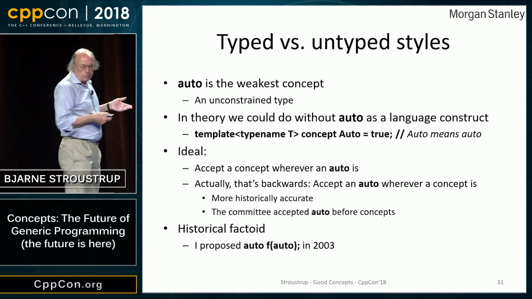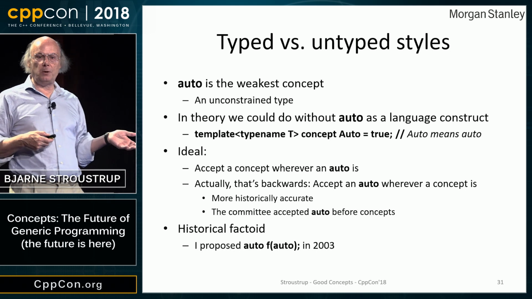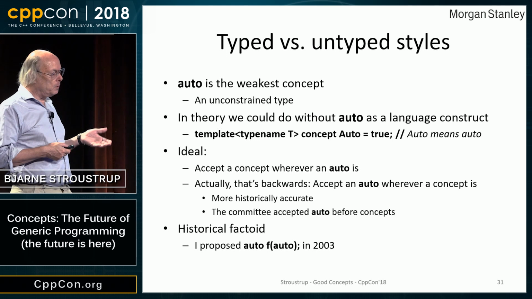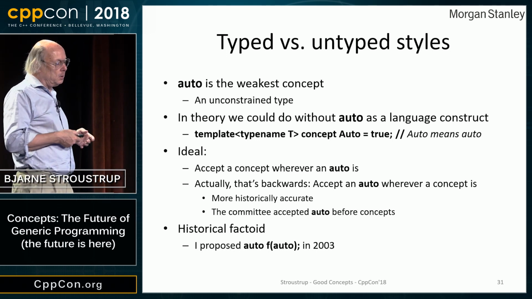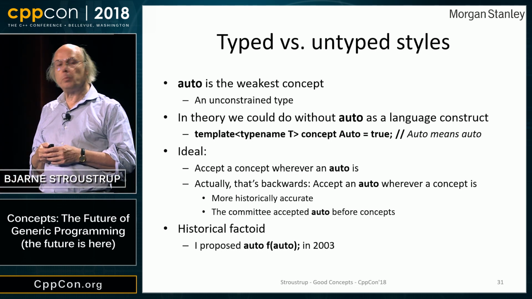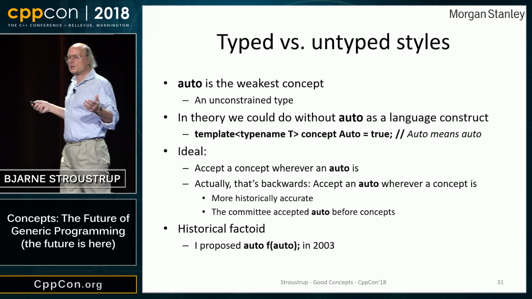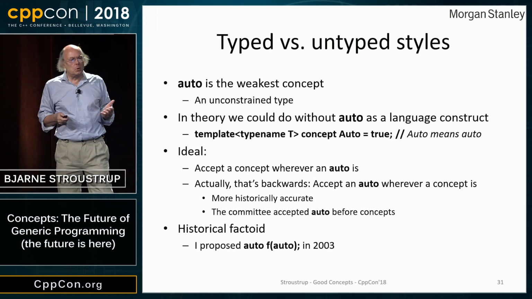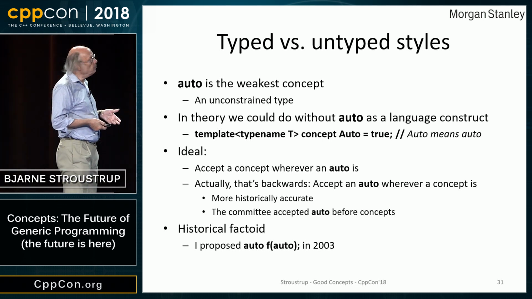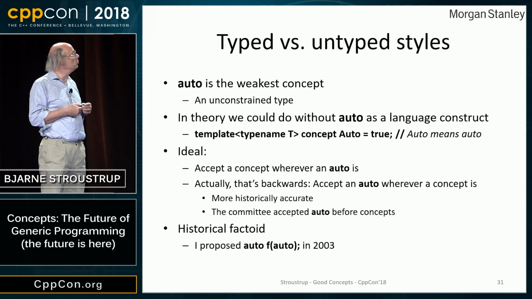So again, back to this notion that auto and typename is the weakest form of typing. It simply says it's a type. In theory, we could actually do without having auto in the language. Look at that concept there, capital Auto. That's the way we could do it. If we started designing C++ today, quite likely the built-in feature auto could be eliminated. And my aim is that you can accept a concept wherever auto is now.